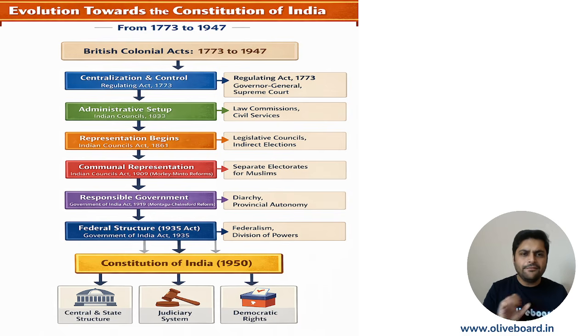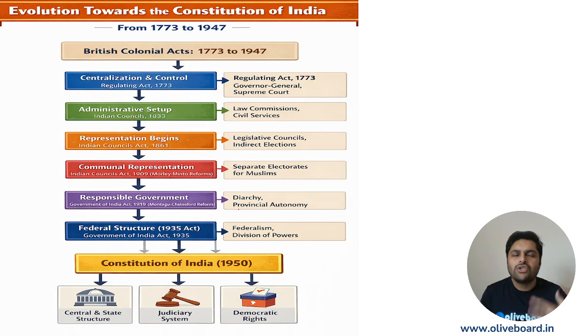I'll show you a brief, you can see on the screen that British acts made the constitution evolve slowly. What do I mean by that? You can see here from 1773 to 1947, we had so many acts going on, correct? Why I have brought this flowchart is to make you understand how the constitution evolved.